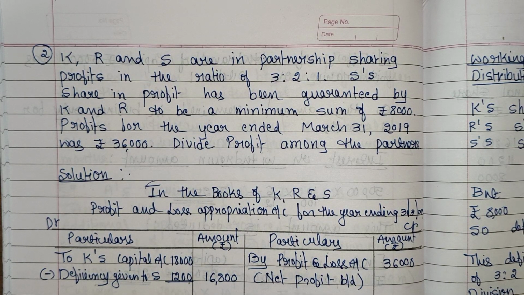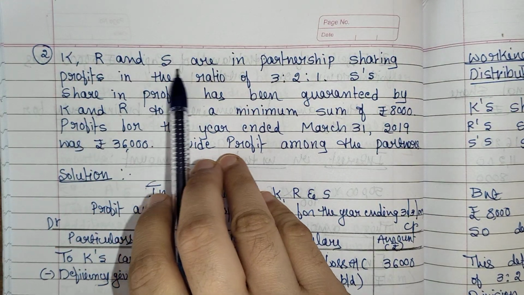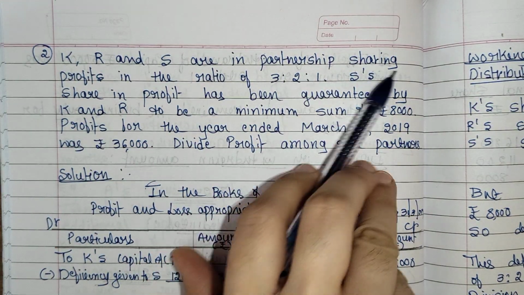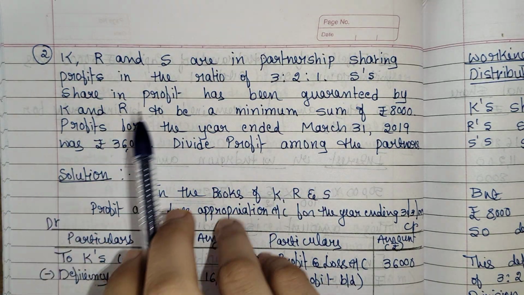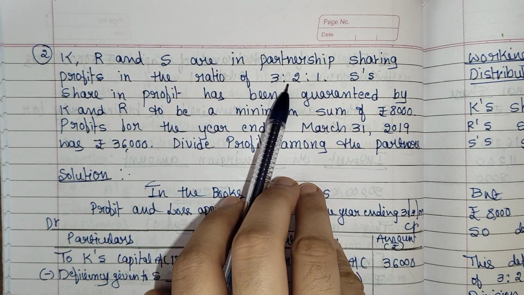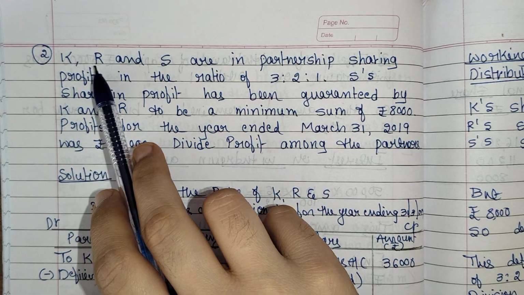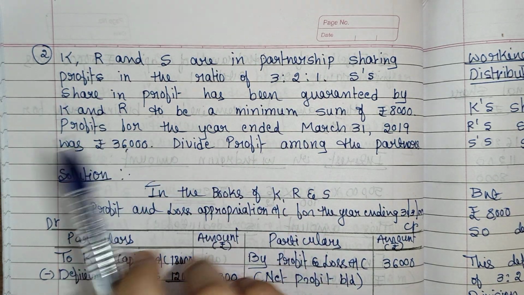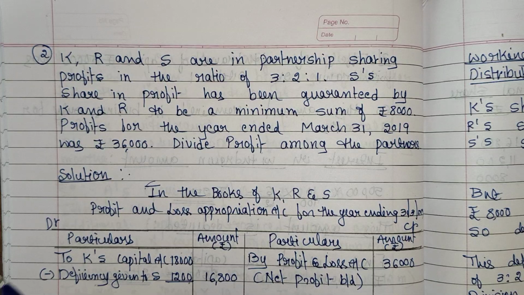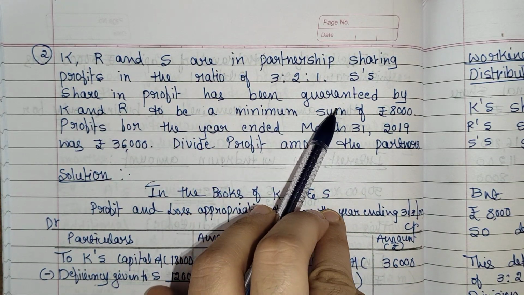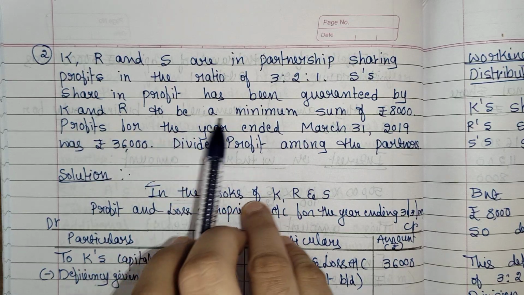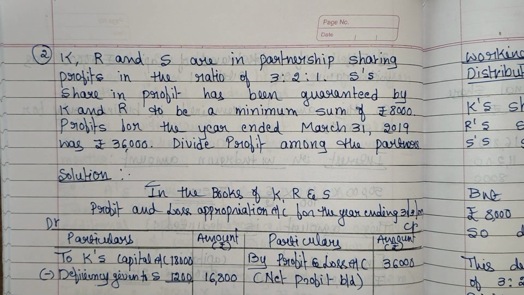Clear? Let's start it. K, R and S are in partnership sharing profits in the ratio of 3:2:1. So what is their profit sharing ratio? 3:2:1. 3 is to K and 2 is to R, 1 is to S. S's share in profit has been guaranteed by K and R to be a minimum sum of rupees 8,000.